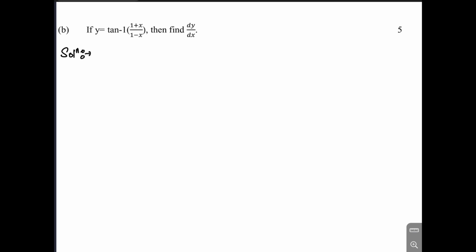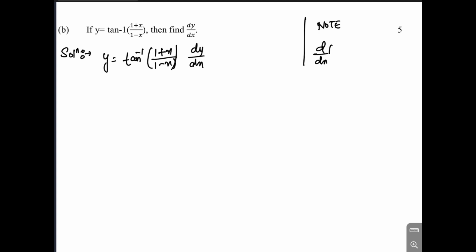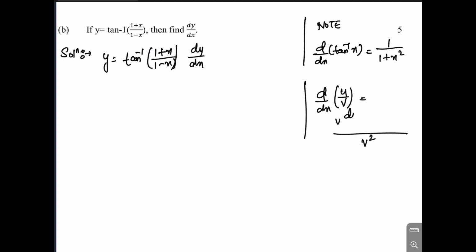Next problem. y equals tan inverse of 1 plus x divided by 1 minus x. So here we need to find out dy by dx. Note, we know that differentiation of tan inverse x equals 1 divided by 1 plus x square here. Again, d by dx of u by v equals v du by dx minus u dv by dx, all divided by v square. This is the quotient rule. Now let's try to solve the problem by using the formulas here.